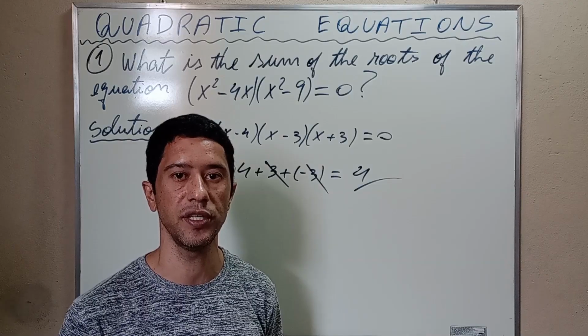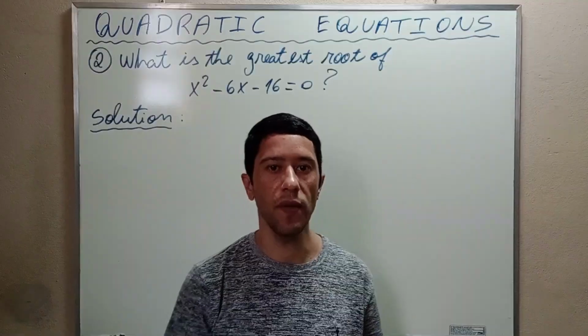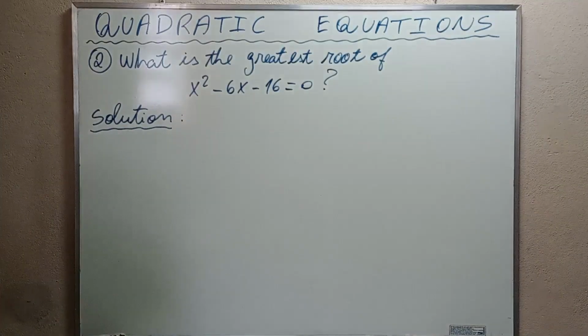Let's go to exercise number 2. Okay, my friends, let's go to the next exercise. Exercise number 2 asks us, what is the greatest root of x squared minus 6x minus 16 equal to 0? Okay, my friends, this is the exercise.